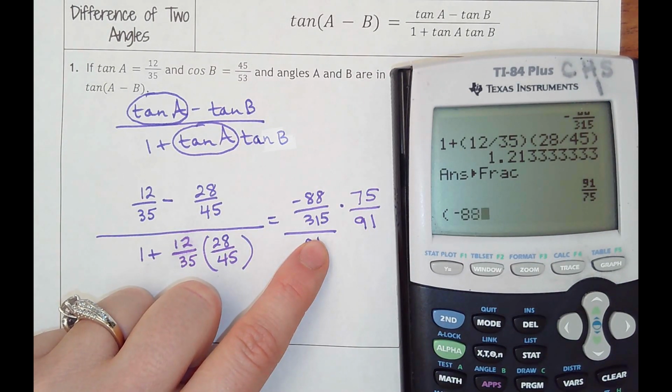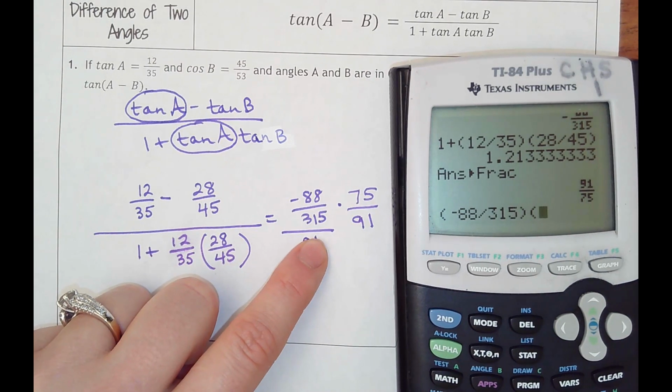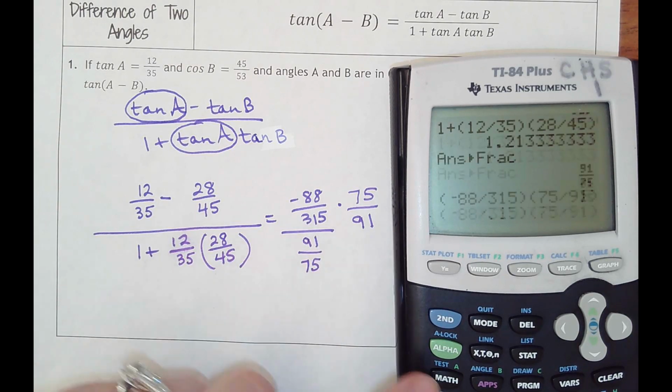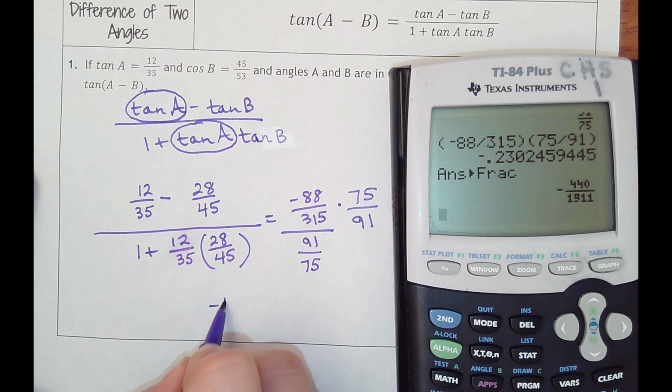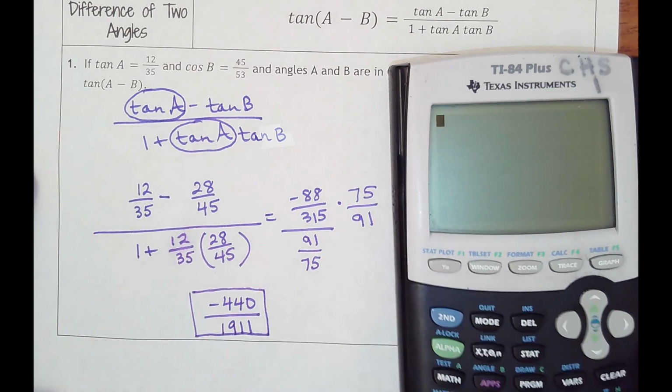So negative 88 over 315 times, you could do times or just another parentheses, 75 over 91. And you get negative 440 over 1,911. And that is what tangent of angle A minus B would make, that ratio.